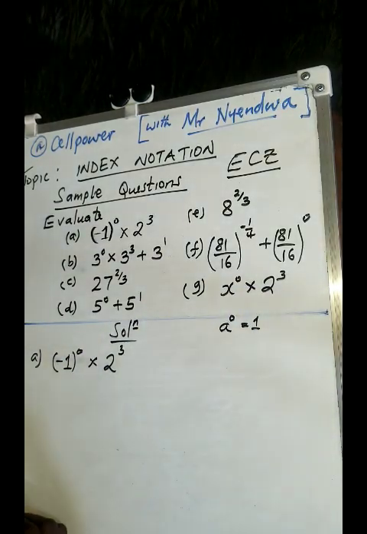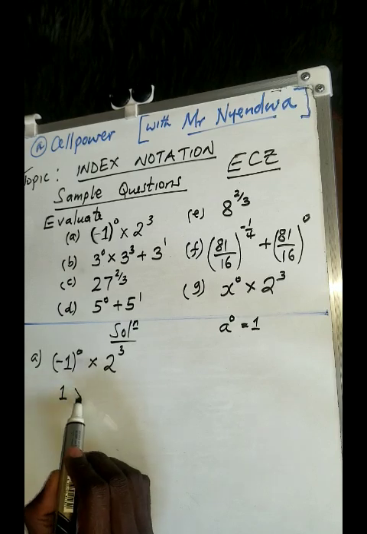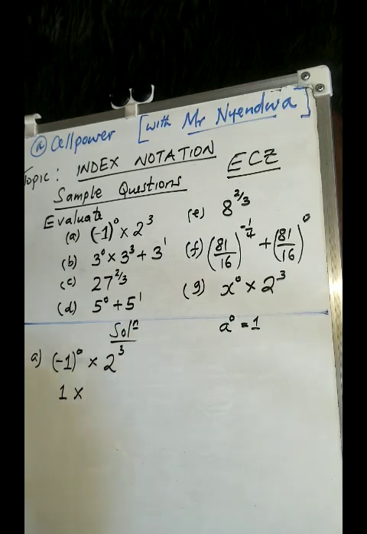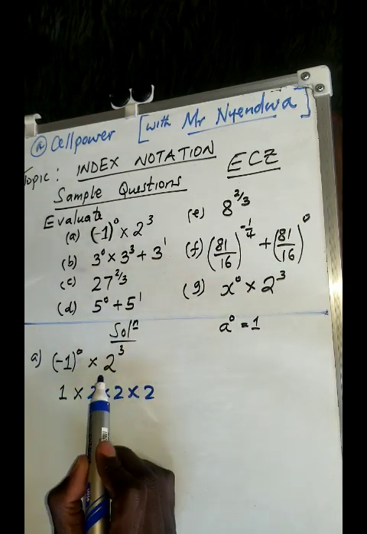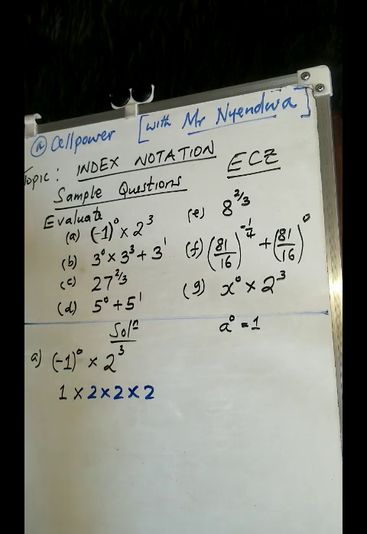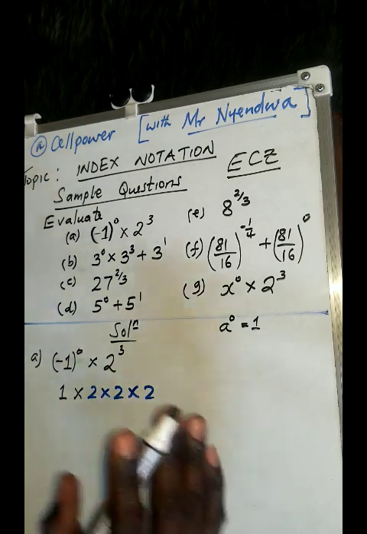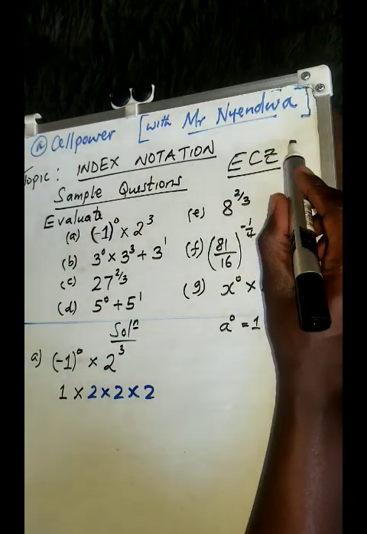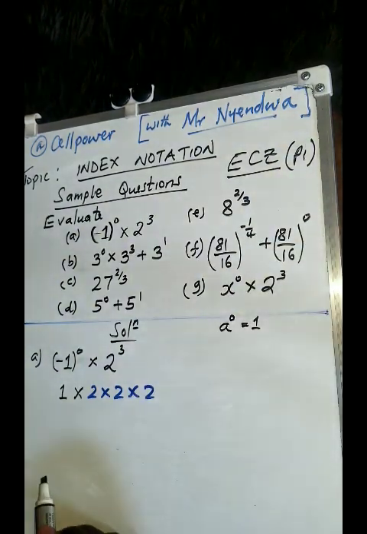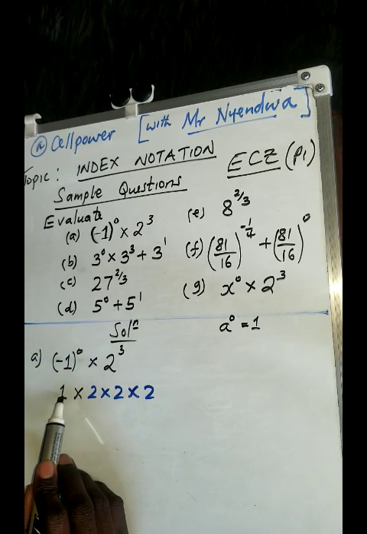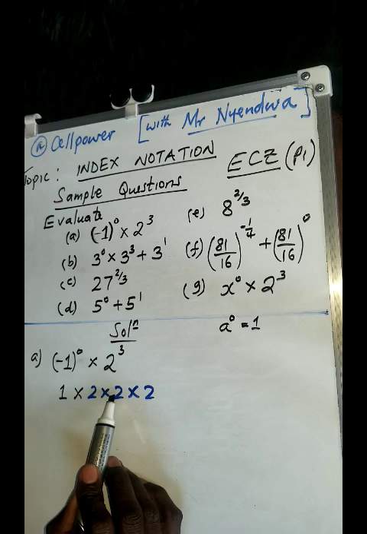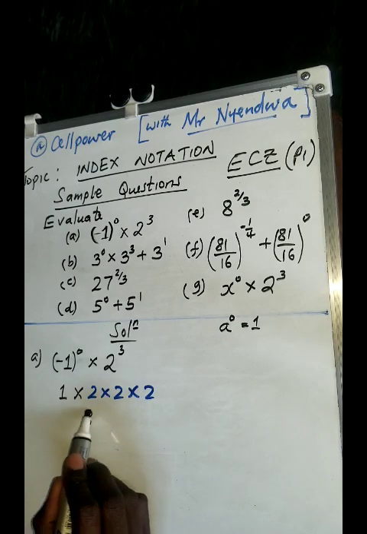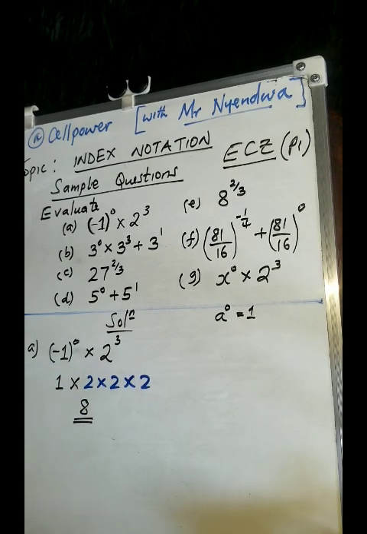So therefore -1 raised to the power 0 is simply a 1 multiplied by, what does 2 raised to the power 3 mean? 2 raised to the power 3 means 2 multiplied by 2 multiplied by 2. In other words, the base should be multiplied 3 times. When you multiply that, no need of using a calculator. These questions did appear in paper 1, so we are not going to use any calculator. So 1 times 2 times 2, 1 times 2 is 2, times 2 is 4, times 2, that is going to give us 8. So that was the solution to that question.